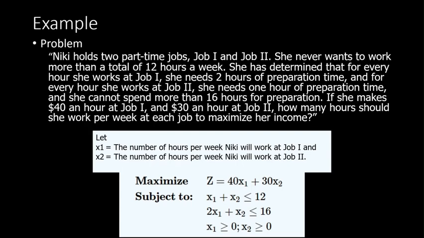Linear programming means we are dealing with linear equations, and programming means planning, the best decision for a scenario or case we are dealing with, like the example in front of us. Nikki holds two part-time jobs, job one and job two. She never wants to work more than a total of 12 hours a week.